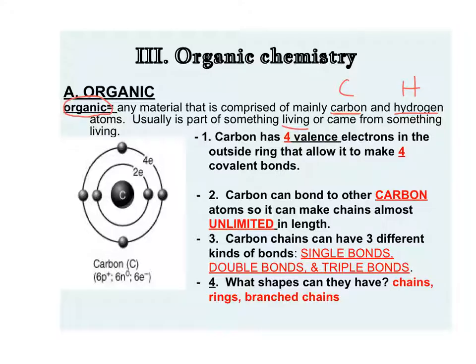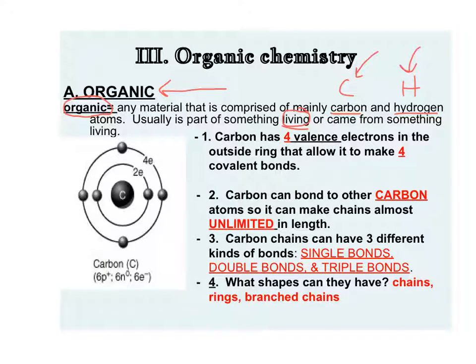So if you have a pet, if you have a cow and the cow goes to the bathroom on the ground, that can be used as fertilizer. That would be organic fertilizer because it has a lot of carbon in it, has a lot of hydrogen in it, also has nitrogen, but it came from something living. So that's what organic is.